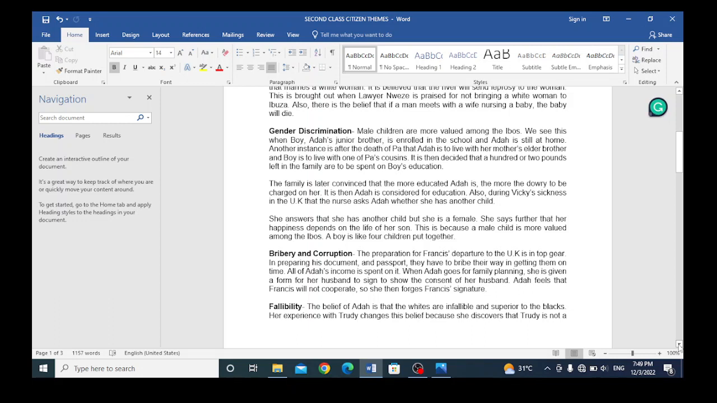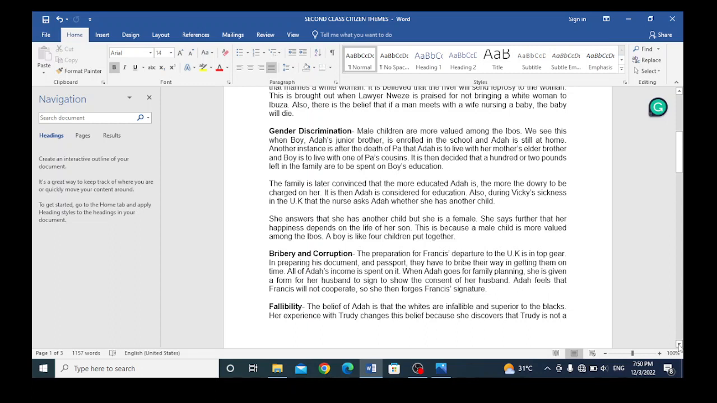The family is later convinced that the more educated Ada is, the more the dowry to be charged on her. It is then Ada is considered for education. So it is that advice from somebody that convinced them and made them enroll Ada in school, because of the gain they are going to get from the dowry.